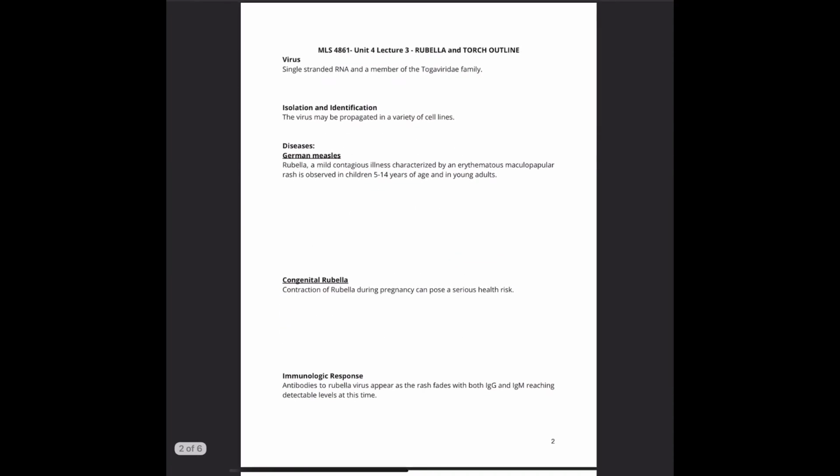So these are going to be more of the summarizing type notes. So just follow along and summarize as you feel is necessary.